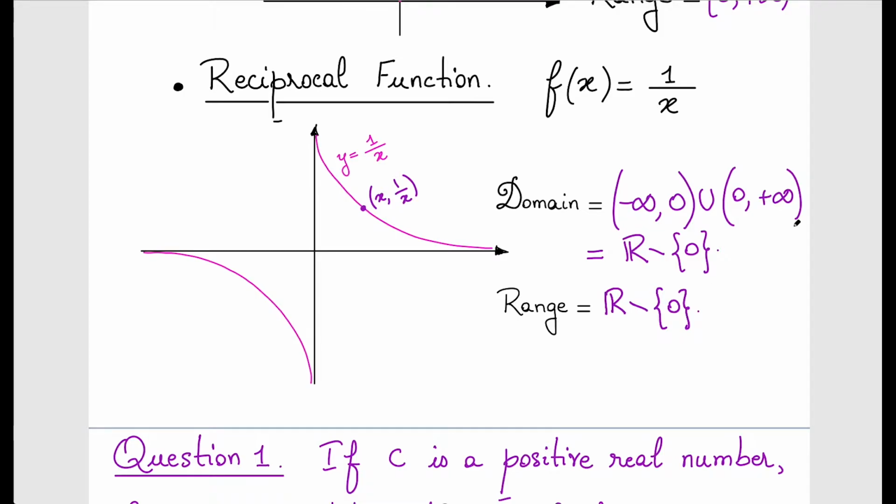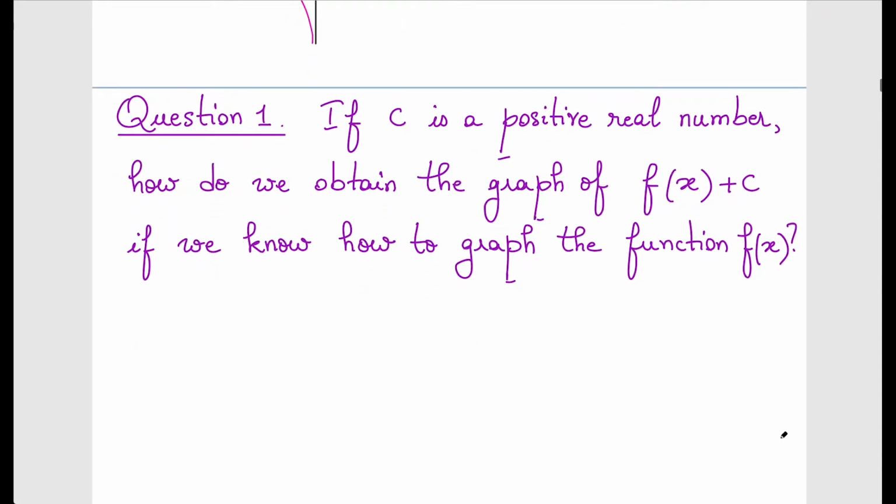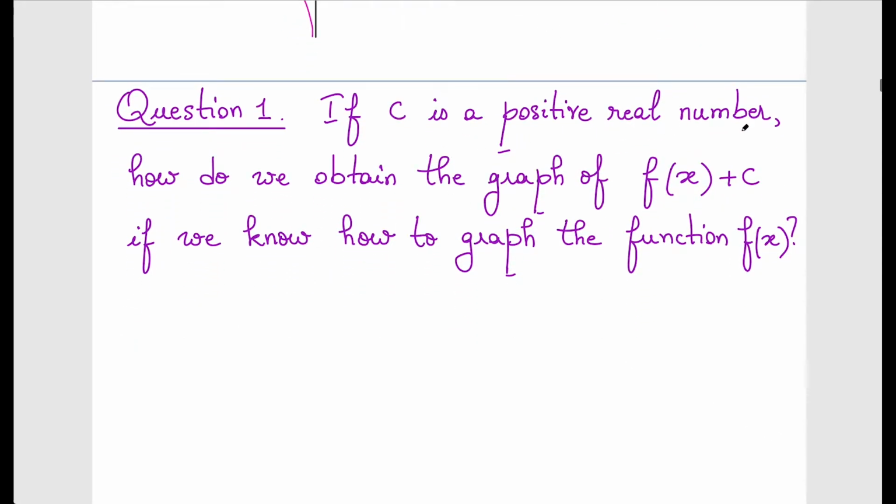Okay. All right. So here's a question. If c is a positive real number, how do we obtain the graph of f of x plus c? So this is a function. Let's call it g of x. So how do we obtain the graph of g of x, which is f of x plus c, and c is a positive number, if we know how to graph the function f of x?